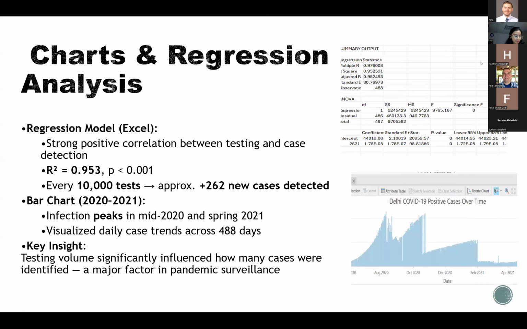And I'm going to talk about the case trends over time. This bar chart shows daily case trends from April 2020 to August 9, 2021. Notice the major peaks during mid 2020 and spring 2021. These match the timing of the first and the second waves. This visualization helps show the context of when Delhi was most overwhelmed and when policy action lagged.